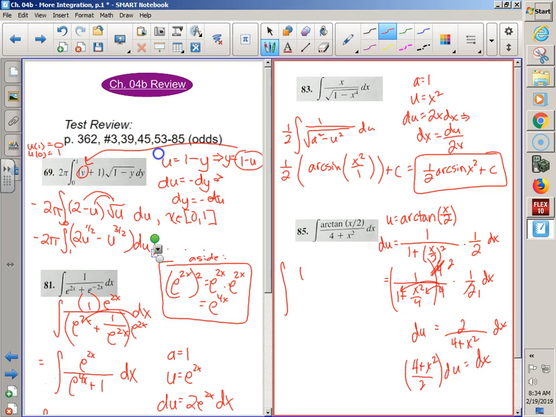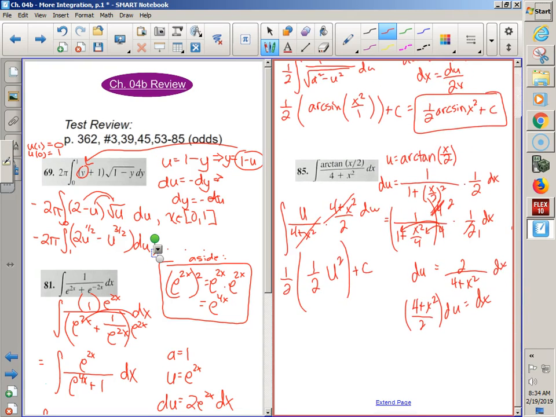I'm going to see u over 4 plus x squared times 4 plus x squared over 2 du. Looks like a w. Lo siento, it's a u. Pull out a 1/2. Integrate u. If any of you have ever caught yourselves answering an integral without anti-deriving, you got to be careful. I had to anti-derive u to be u squared over 2. I end up with 1/4. Who is u? This dude.